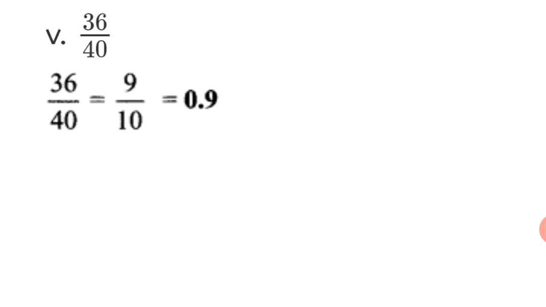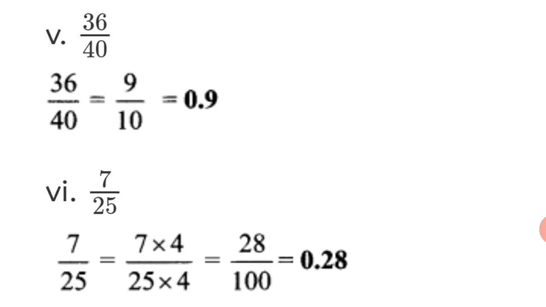So directly the answer will come: 4 9s are 36, 4 10s are 40. We got 9 upon 10, which is equal to 0.9. You have to divide 36 upon 40 by 4. So sometimes you need to multiply and sometimes you need to divide, to get 10, 100 or 1000, whichever denominator is possible.